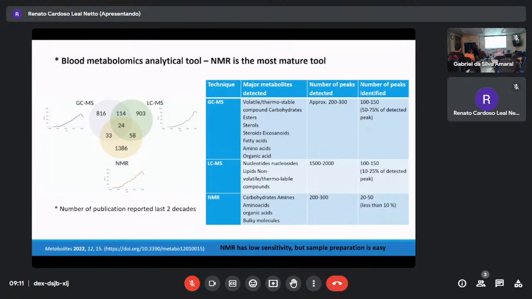NMR is still the most mature tool. Now here, LCMS has around 900 papers reported, and NMR still has several thousand, 1,300, and GCMS 816. But GCMS in blood metabolomics is usually very limited because it cannot properly detect secondary metabolites. But in blood samples or even urine samples, the number is more or less similar to LCMS. Why? Because human metabolites are mainly primary metabolites.